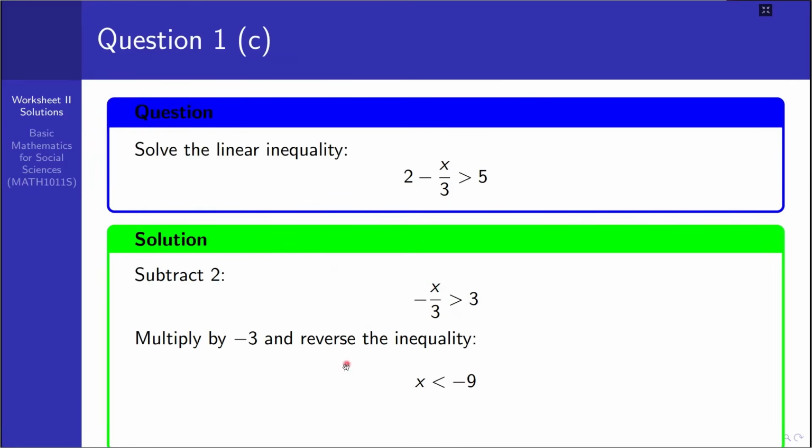Therefore, multiplying both sides of this inequality by negative 3 must change the sign of inequality from greater than to less than, so that when we multiply both sides of this inequality by negative 3, we have x less than negative 9. Therefore, the solution set will be x less than negative 9, or an open interval from negative 9 to negative infinity.